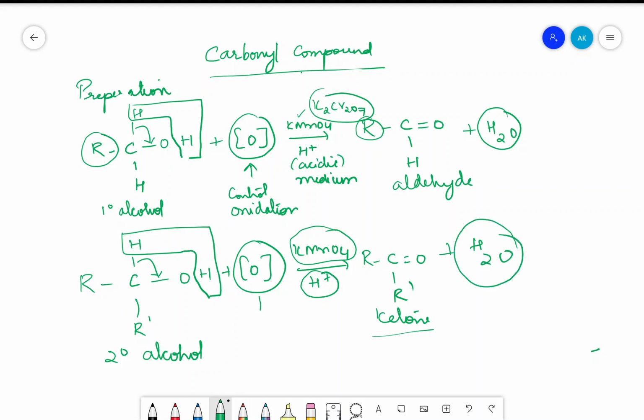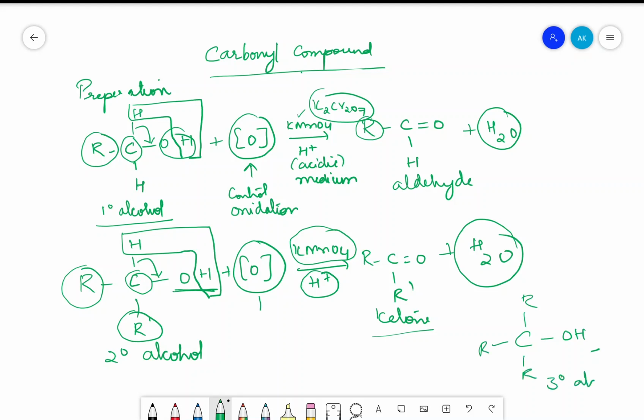How do you distinguish between a primary alcohol and a secondary alcohol? If the carbon attached to the alcohol group is attached to only one R group or alkyl group, then it is called a primary alcohol. In the same way, carbon attached to an alcohol group which is attached to two alkyl groups will be called a secondary alcohol. In the same way, carbon attached to an alcohol OH group where it is attached on all sides by R is called a tertiary alcohol. So here we are going to talk about only two alcohols, that is primary alcohol and secondary alcohol.